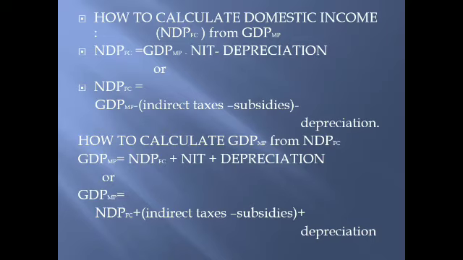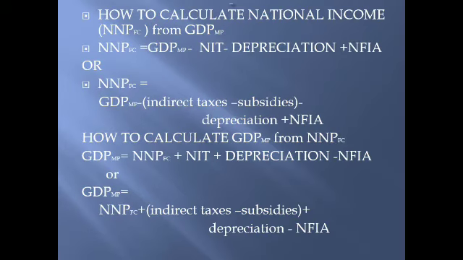That cannot be changed, I already told you while explaining NIT. So that will be indirect taxes minus subsidies. So NDPFC plus NIT plus depreciation. When these values are added, you will be getting GDPMP. Now when you are adding NIT, that is indirect taxes minus subsidies, to NDPFC, that FC is converted into MP. When you are adding depreciation to net domestic product, the net will be converted into gross.